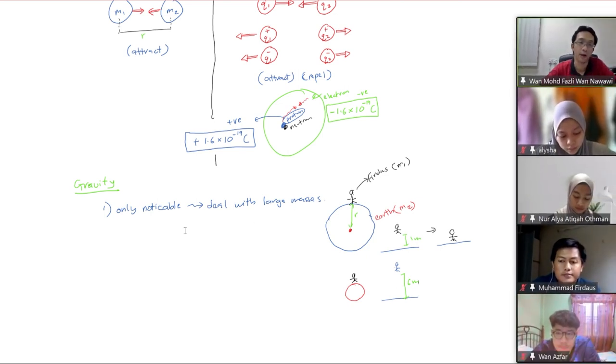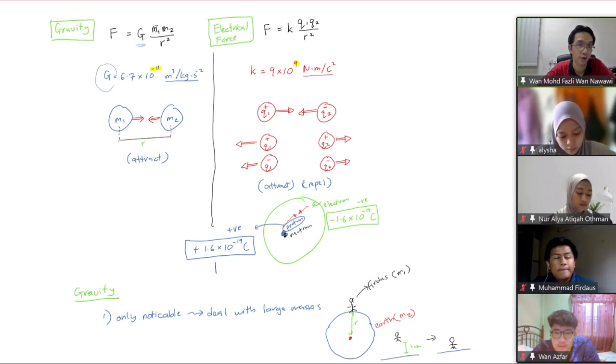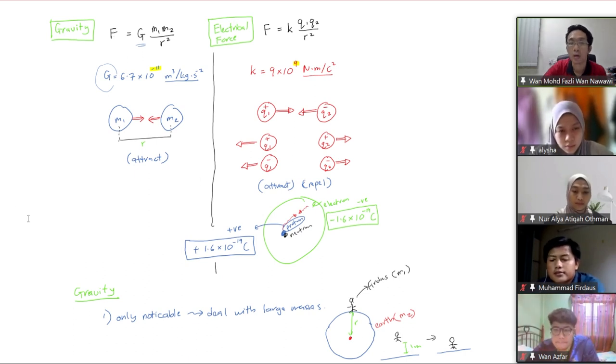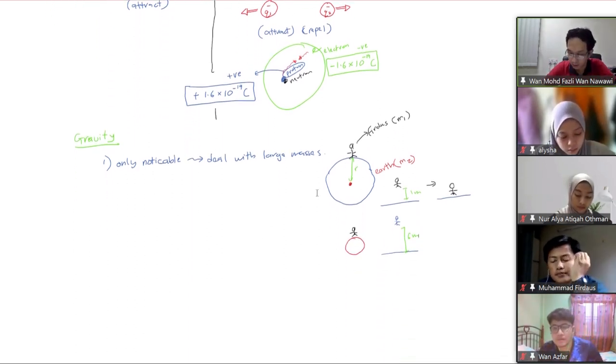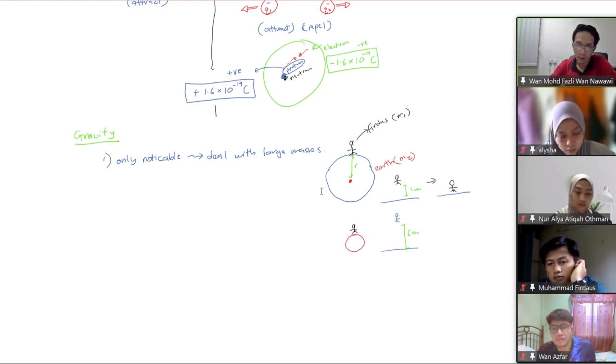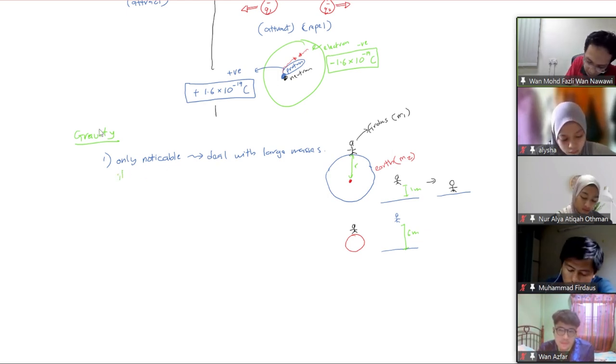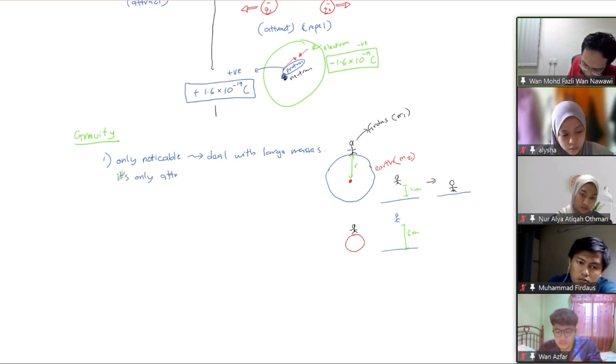All these things, the force itself, you can calculate. You have G and you have M. For example, let's say the mass of Firdaus is maybe 68 kilograms, so you put 68. For M2, the mass of the Earth, you find the mass of our Earth, and also the diameter of the Earth to find the radius. Then you can get the amount for F. So I can say that gravity is only noticeable with large mass, and it only attracts. So I put here, it's only attract.